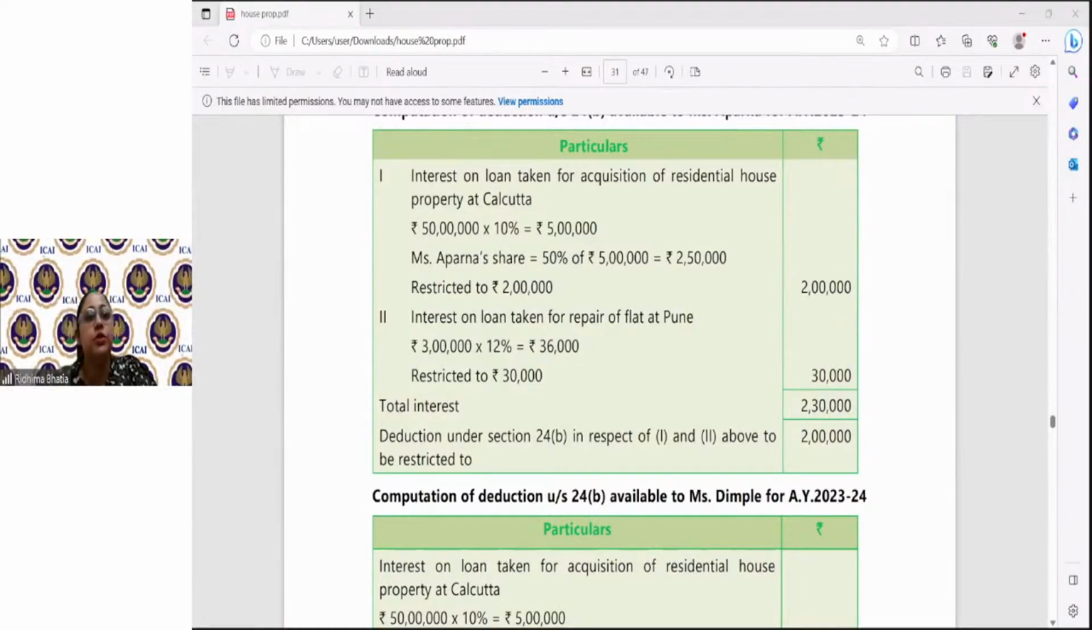If ratio is 2:1, then 2/3, 1/3 शेयरिंग हो जाएगा. फिर इंटरेस्ट 2/3, 1/3 में divide होगा. फिर उसके बाद 2 lakhs and 30,000 का लिमिट would be checked. Yes, Rama, every two co-owner would get the 2 lakh or 30,000 as the case may be का reduction.